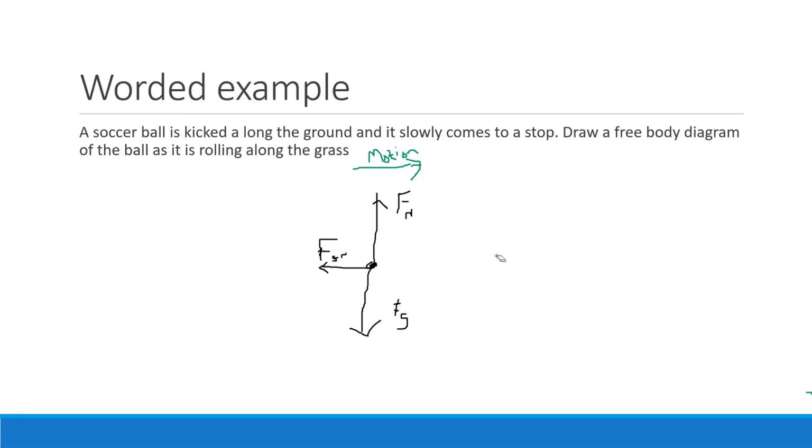Now, if you had done this flipped over, that would have been fine. If you had the motion going to the left and the frictional force going the other way, it doesn't matter. I just chose the ball to be rolling to the right. It doesn't even say in the question which way the ball is kicked, so I don't need to worry about it. Now, I'm going to give you guys the rest of this lesson to work on 10.2.